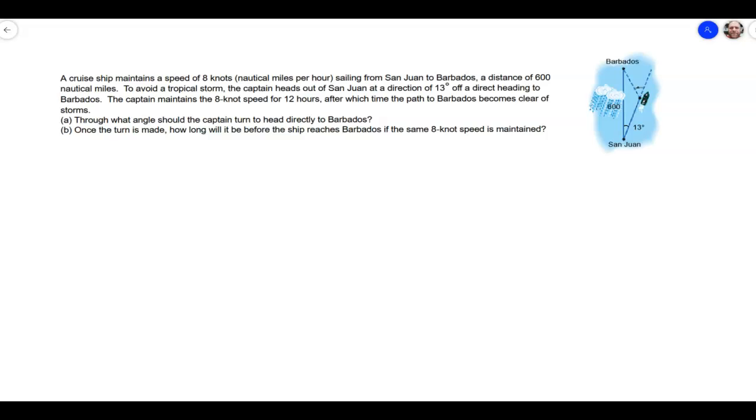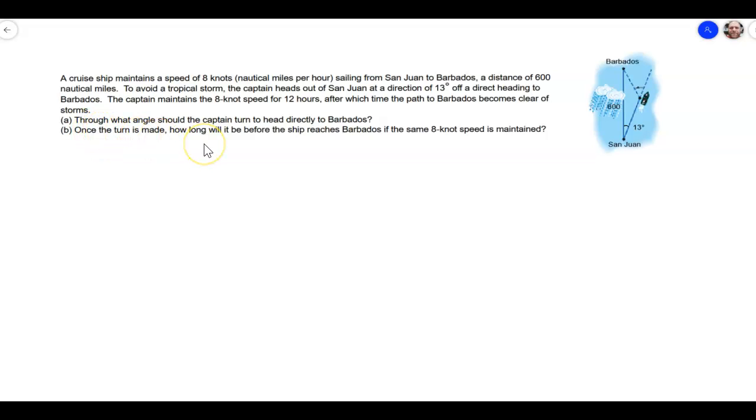Today I want to take a look at number 9 from section 8.3. This was asked in the forums here, and it says a cruise ship maintains a speed of 8 knots, or 8 nautical miles per hour, sailing from San Juan to Barbados, a distance of 600 nautical miles. To avoid a tropical storm, the captain heads out of San Juan at a direction of 13 degrees off a direct heading to Barbados. The captain maintains the 8-knot speed for 12 hours, after which time the path to Barbados becomes clear of storms.